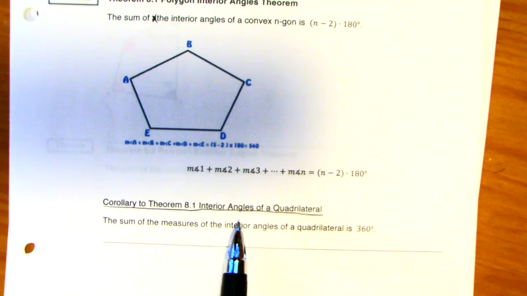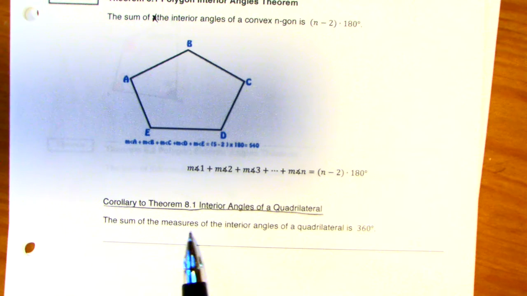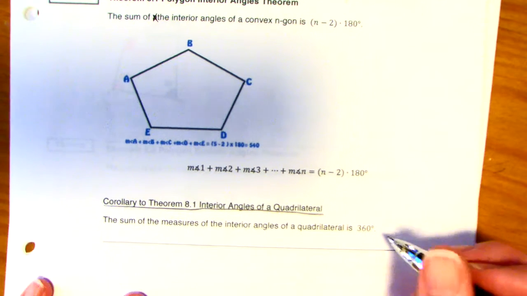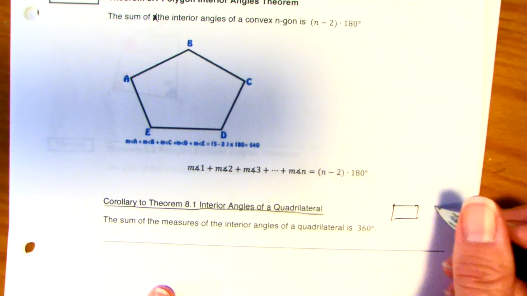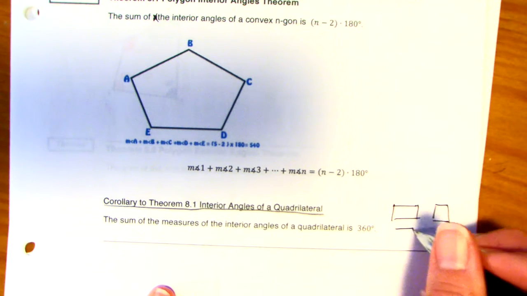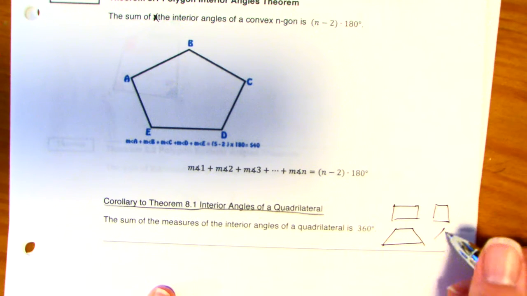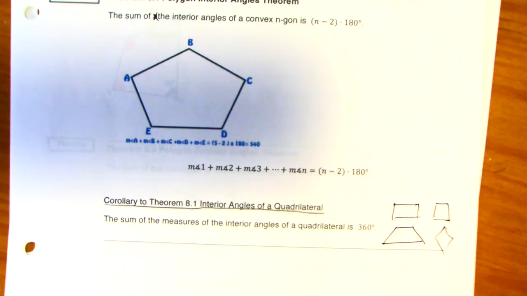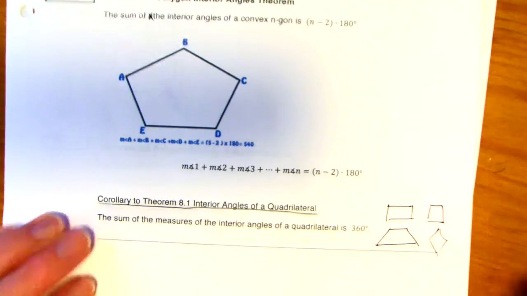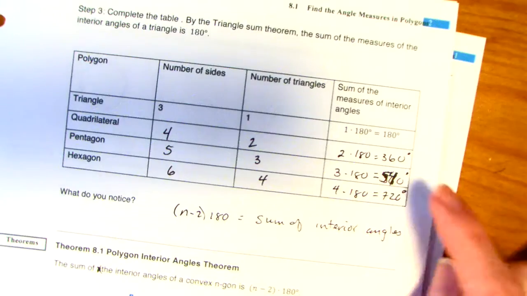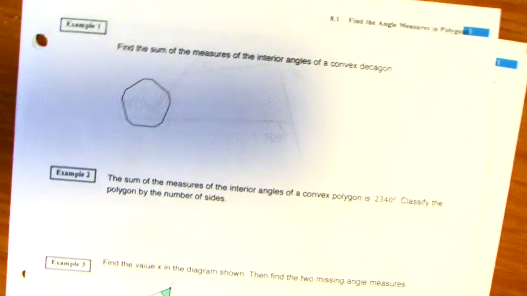Corollary for the interior angles of a quadrilateral. The sum of the measures of the interior angles of a quadrilateral is 360. So any four-sided figure, whether it's a rectangle, a square, trapezoid, diamond, rhombus, whatever, always equals 360. Okay, so I know you don't need a corollary for that. You can always remember the formula or the table, but it comes up a lot.